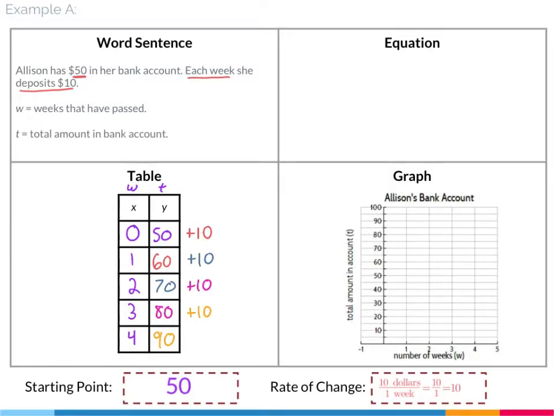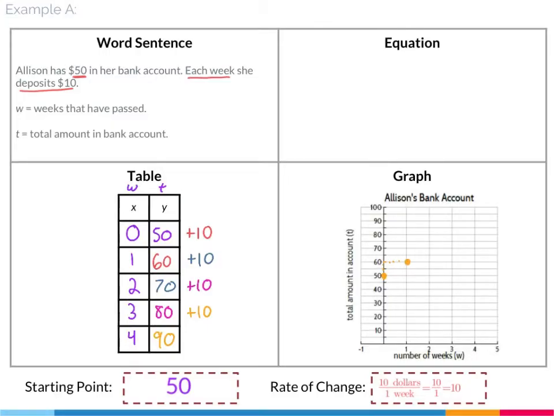So now that we've got all of the information on our table, we can easily make our graph by, again, looking at our starting point, which in this case is 50. So we're going to put a point right at 50 since that's our starting point. And our rate of change is that it's going to go up $10 every week. And we can see that our graph is labeled number of weeks across the bottom and the amount of money across the side. So since we're going to go up $10, we're going to go up to the 60, and then it's going to go over 1 week.